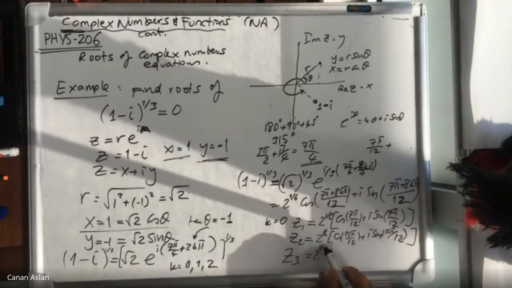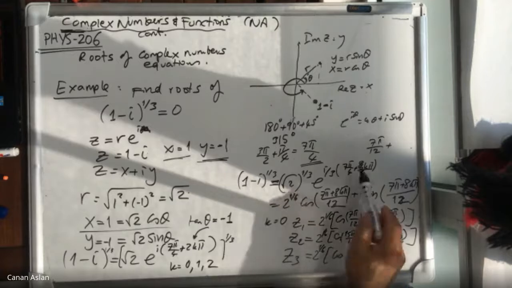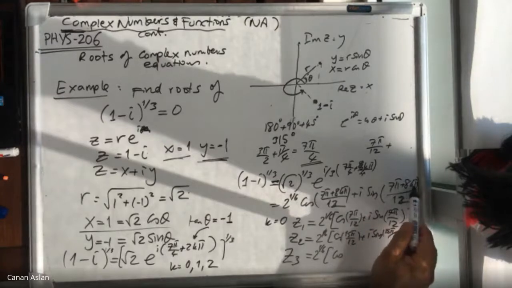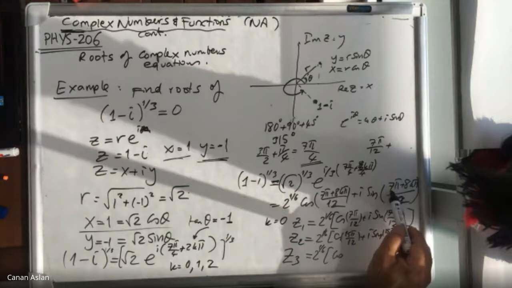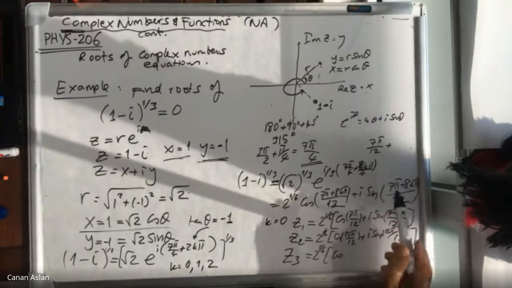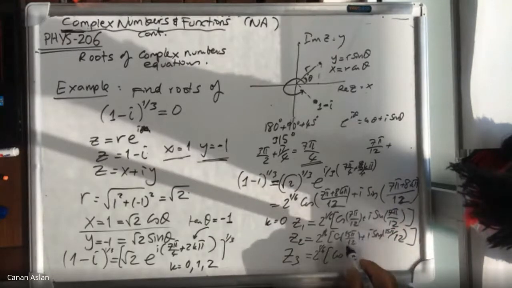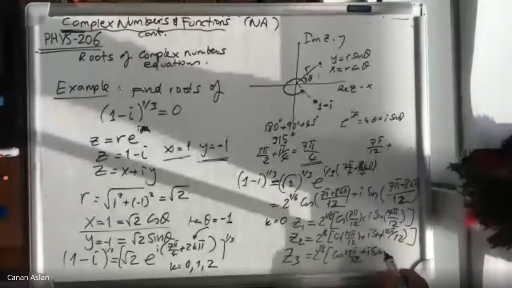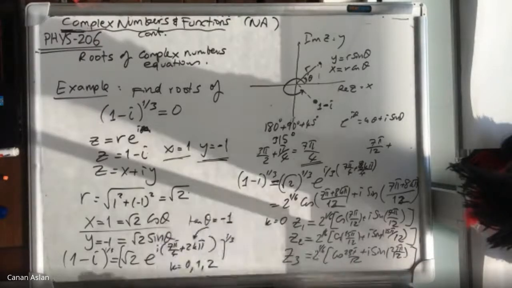2 to the 1/6 times cosine. Now k is 2. When k is 2, then this is 16 plus 7, which is 23 over 12. So 7, 15, 23. Pi over 12, plus I sine 23 pi over 12. So we get 3 roots.